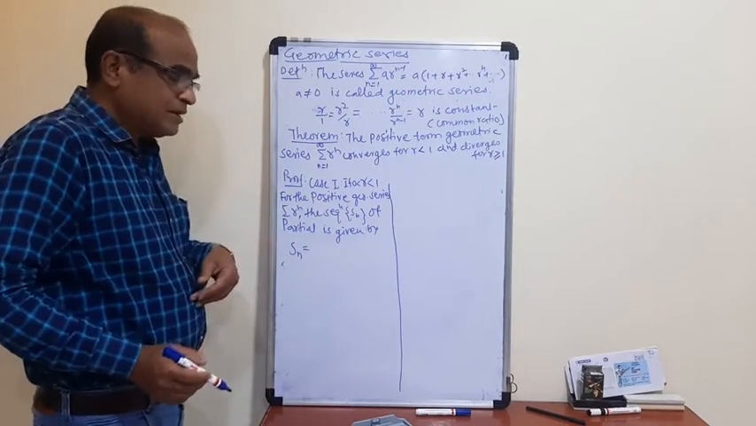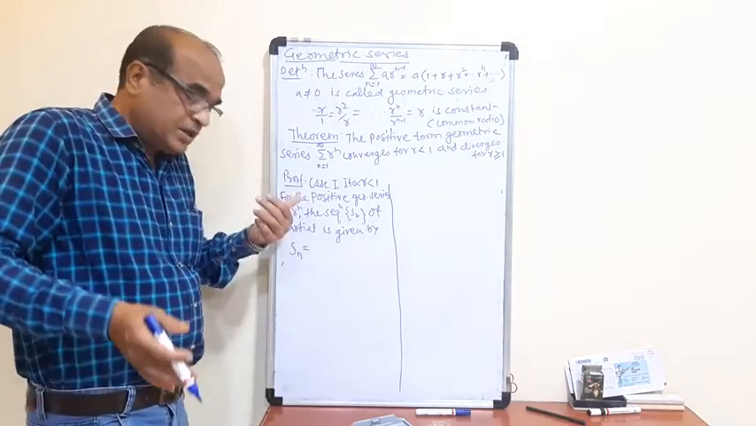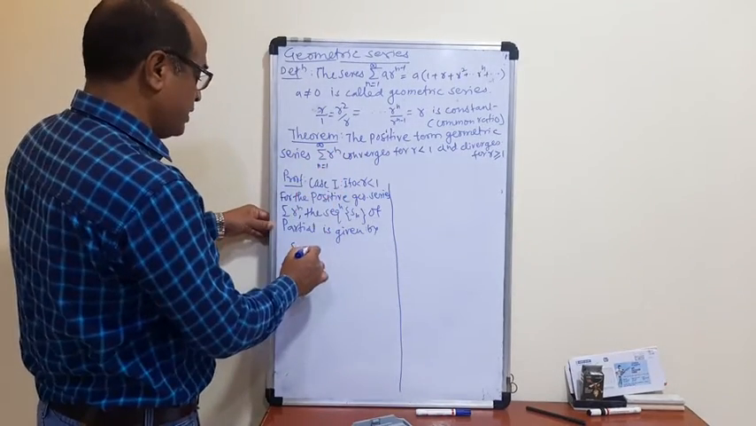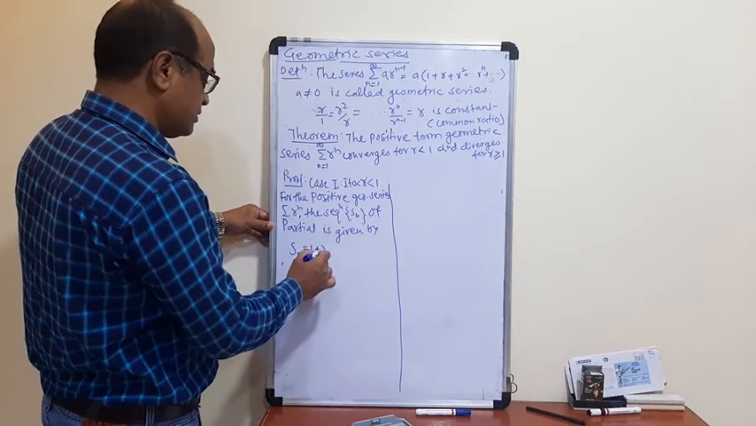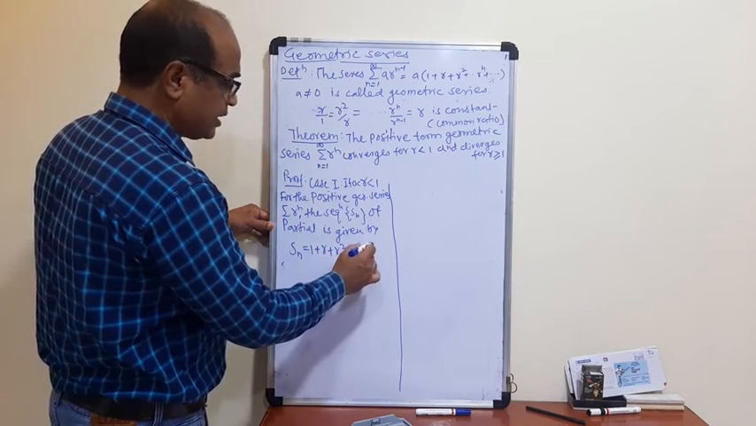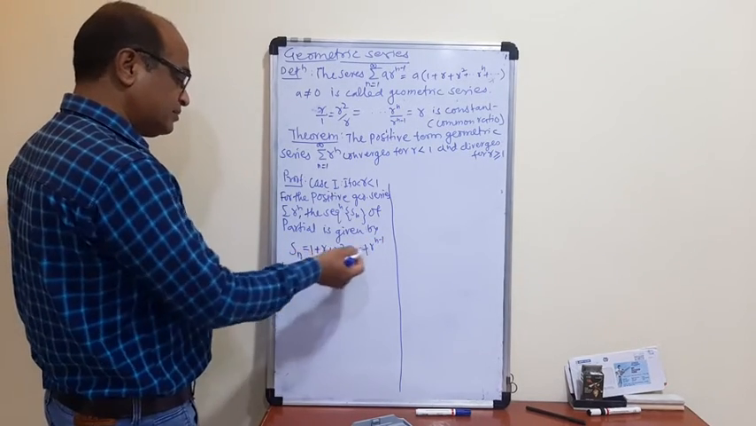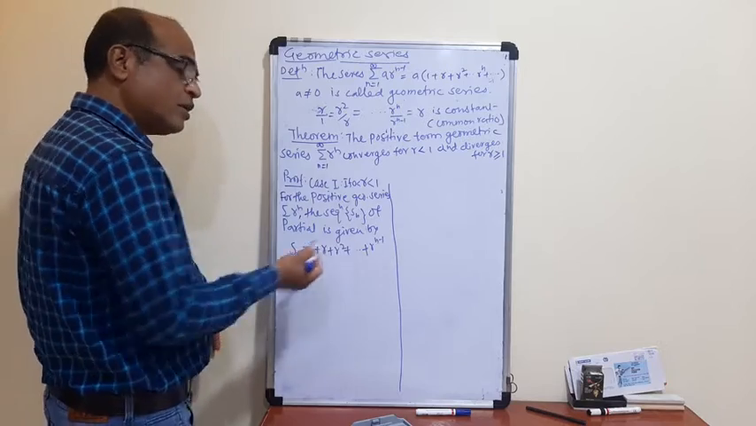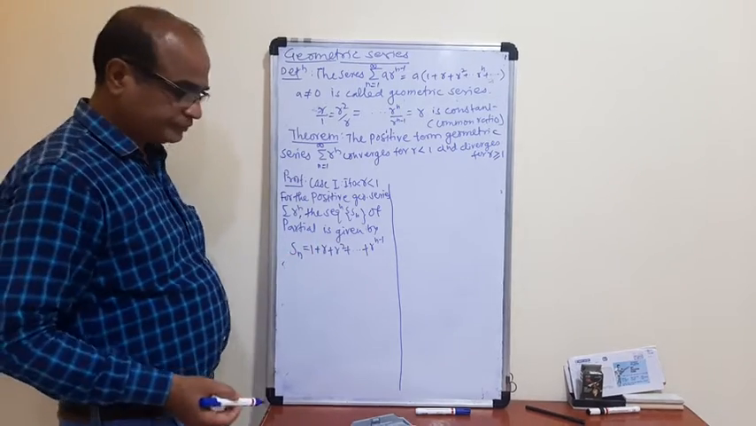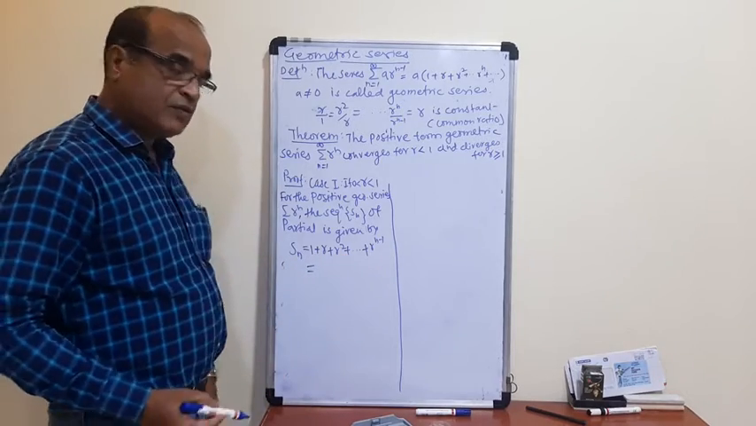Now what is Sn? This is the sum of the first n terms in the series. So what happened here? 1 plus r plus r square and so on, r raised to n minus 1. Okay. These are the n terms here. So 1, 2, 3 and so on, n terms here. Okay. So what is the sum of this series?